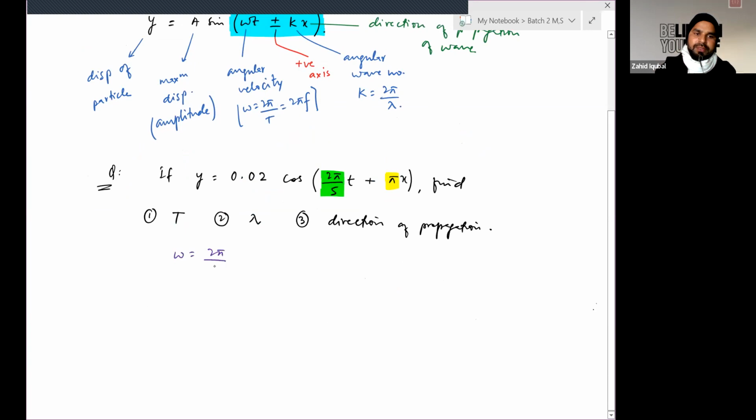Omega, we have 2 pi by 5, which equals 2 pi by T. So time period is 5 seconds. Next, coefficient of x is k, which is pi, which equals 2 pi by lambda. So pi pi cancel out. So lambda equals 2 meter.